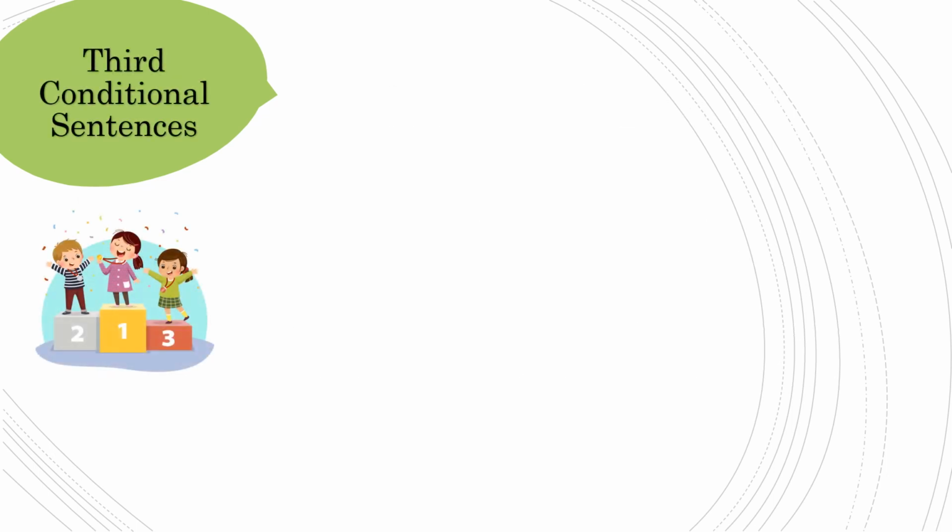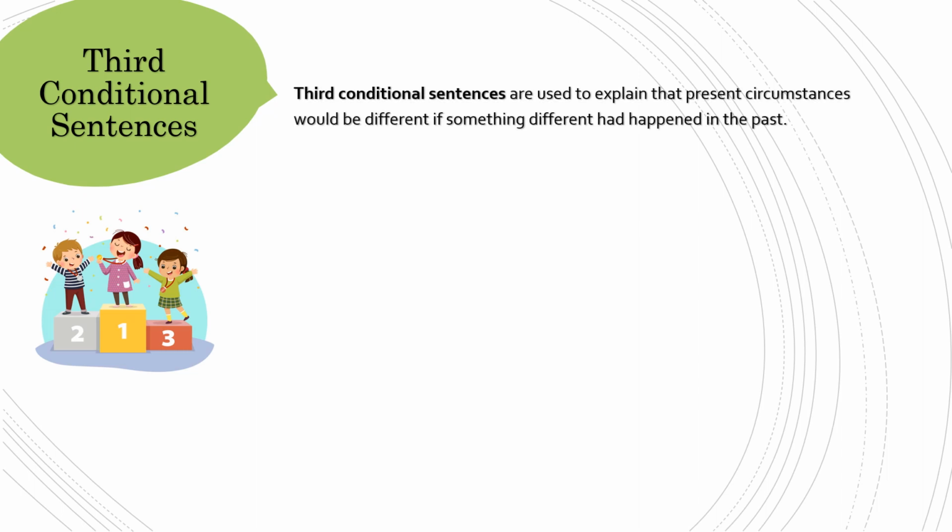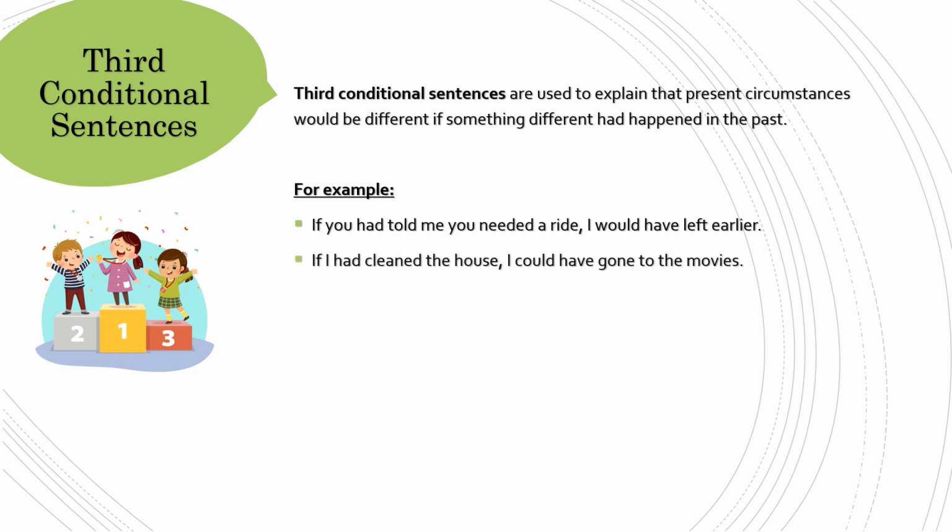Third conditional sentences. Third conditional sentences are used to explain that present circumstances would be different if something different had happened in the past. For example, if you had told me you needed a ride, I would have left earlier. If I had cleaned the house, I could have gone to the movies.